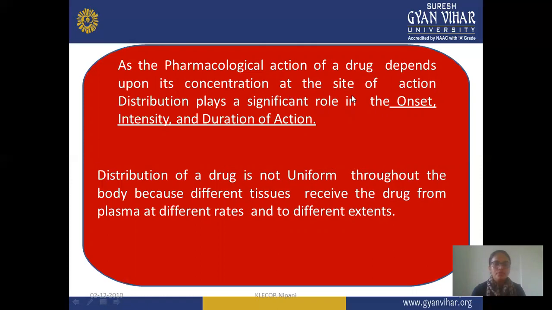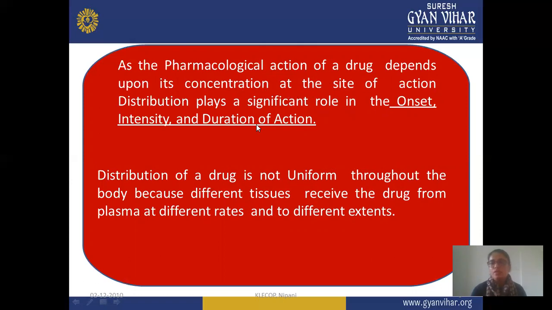Concentration at the site of action means at a desired site, or at the particular site where action is required. This mainly depends on the distribution of the drug, how much drug is distributed to that particular site. This is also important for the onset of action, the intensity of the drug, and the duration of the action, meaning how much time is required for a particular drug.